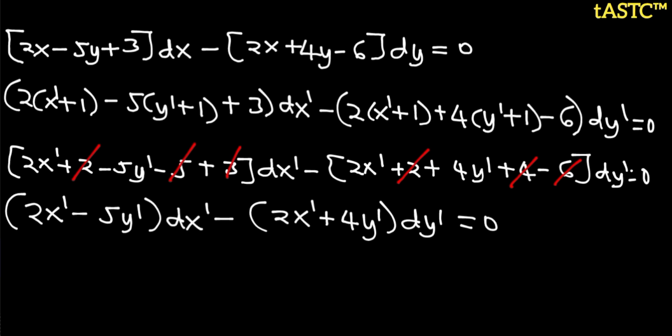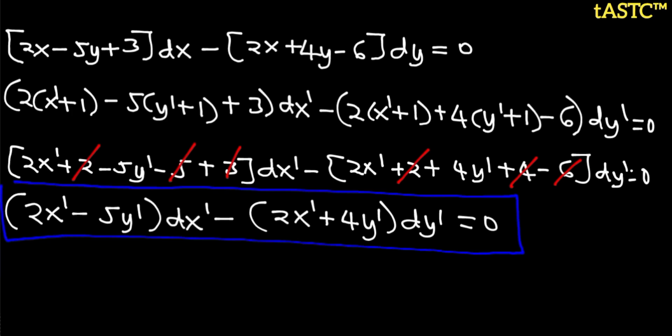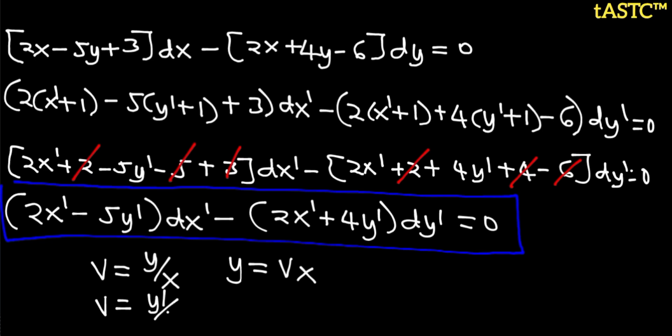Now this is a homogeneous equation. So we can actually solve it using the method of the homogeneous equations. How do we do that? Now we said for homogeneous equations, v is equal to y divided by x. And you could also write it as y is equal to vx. But in this case, we do not really have a natural y, but the y primes and the x prime. So v is therefore going to be y prime divided by x prime. And so y prime is going to be equal to v multiplied by x prime.